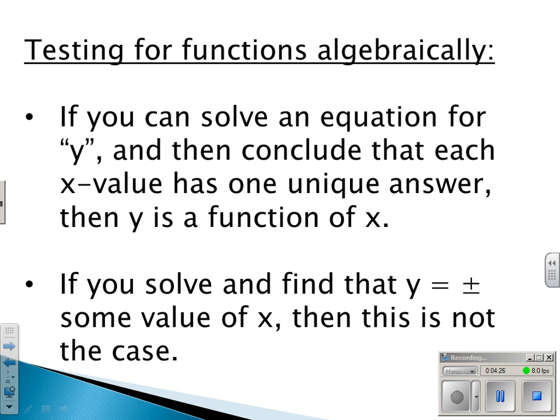If we're going to do the testing algebraically for a function, read the first bullet along with me here. It says if you can solve an equation for y and then conclude that each x value has one unique answer, y is a function of x. All right, so that goes very much along with that previous statement that was on one of those earlier slides. If you solve and find that y is equal to plus or minus some value of x, then this is not the case because the positive value of x and the negative value of x lead you to that same y. Okay, so that's again what would make that not a function.